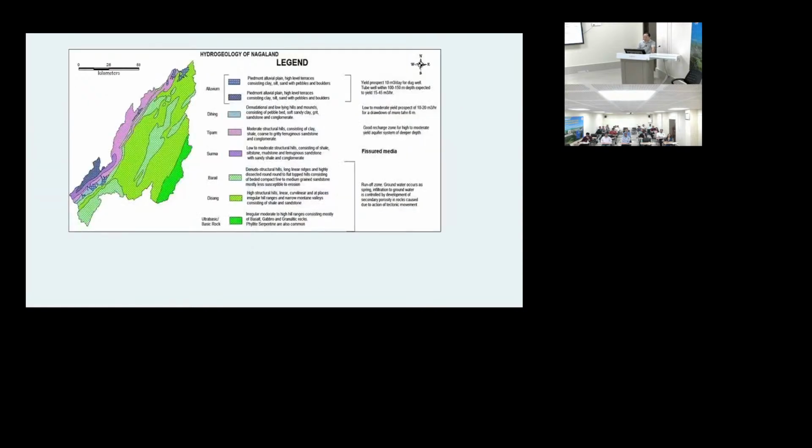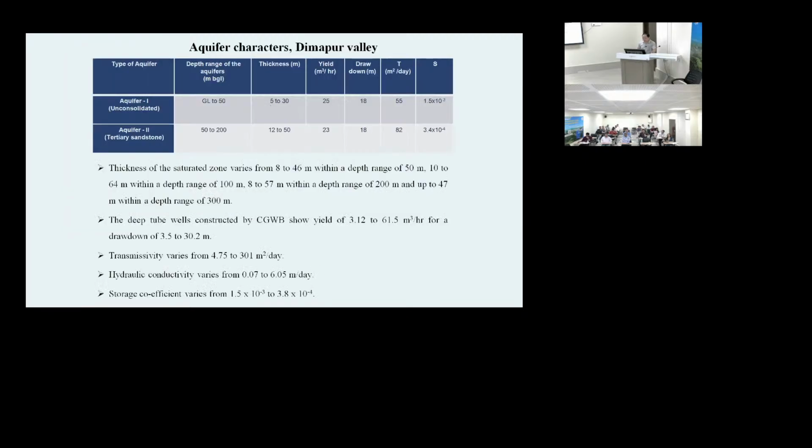So this is the hydrogeology. We can find the alluvium, the Disam, Tipam, Surma, Barail, and Disam formations in Nagaland, and ultrabasic and basic rock in the southeastern part. We have done some studies and found that in Dimapur Valley, it's an unconsolidated formation, and the aquifer potential is also quite high when we compare with other parts.